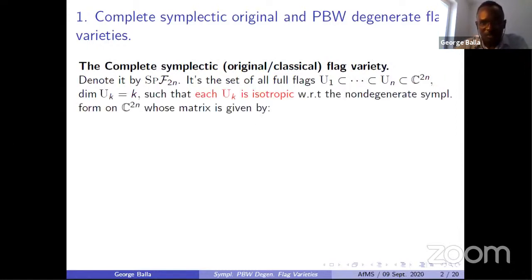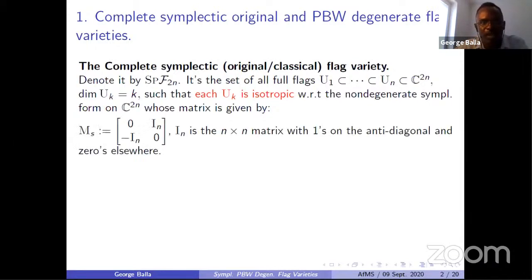And in addition, we want each subspace to be isotropic with respect to a bilinear form, which is also non-degenerate and skew-symmetric. The name for such a bilinear form is symplectic form. We are choosing the one whose matrix is given by (0, I_n; -I_n, 0), where I_n is the n by n matrix with ones on the diagonal and zeros elsewhere.